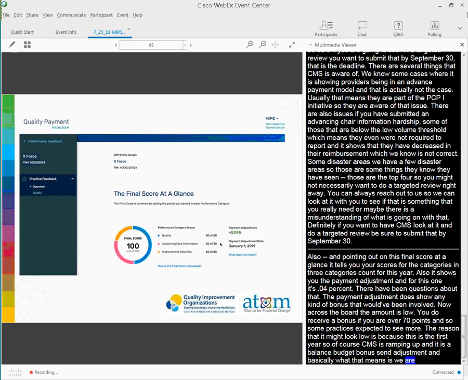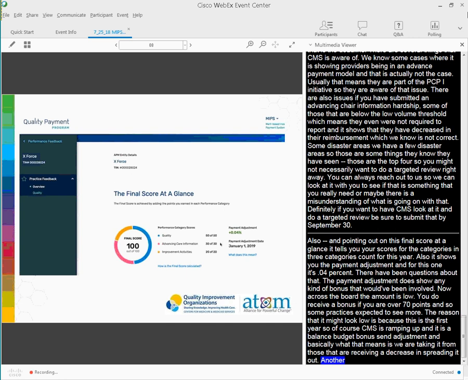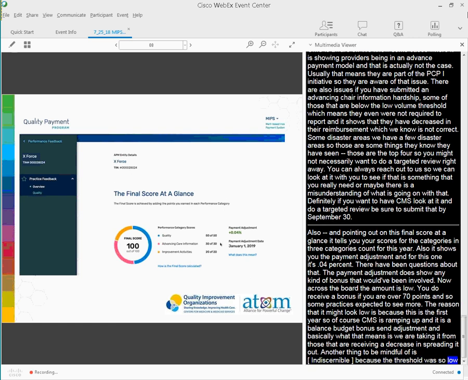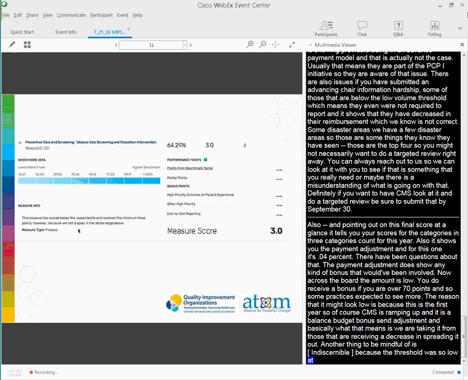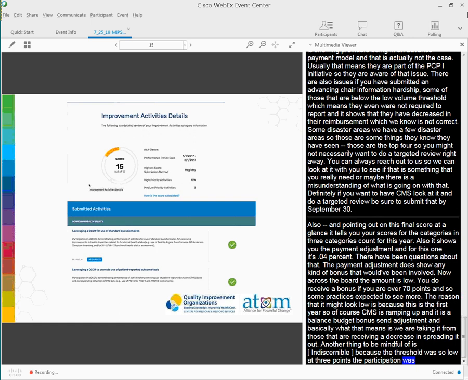Another thing to be mindful of is the fact that because the threshold was so low, the 3 points, the participation was really high. It was 91%, which was really great participation, what we wanted to see.